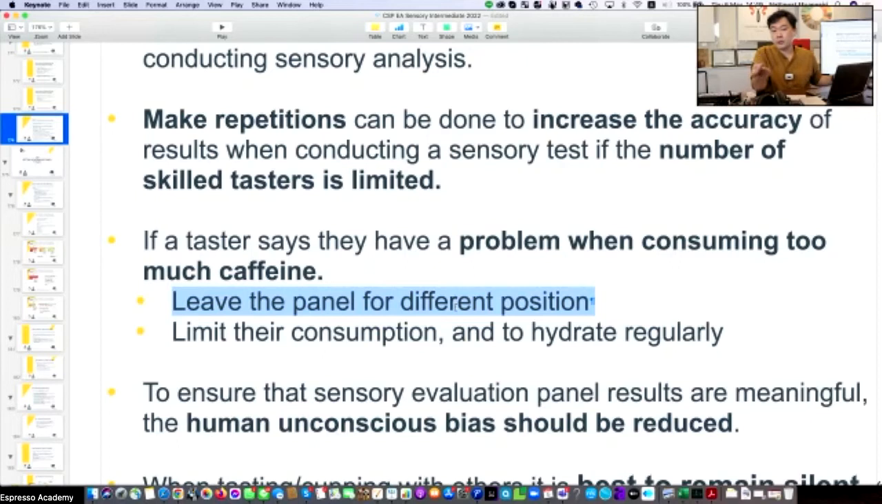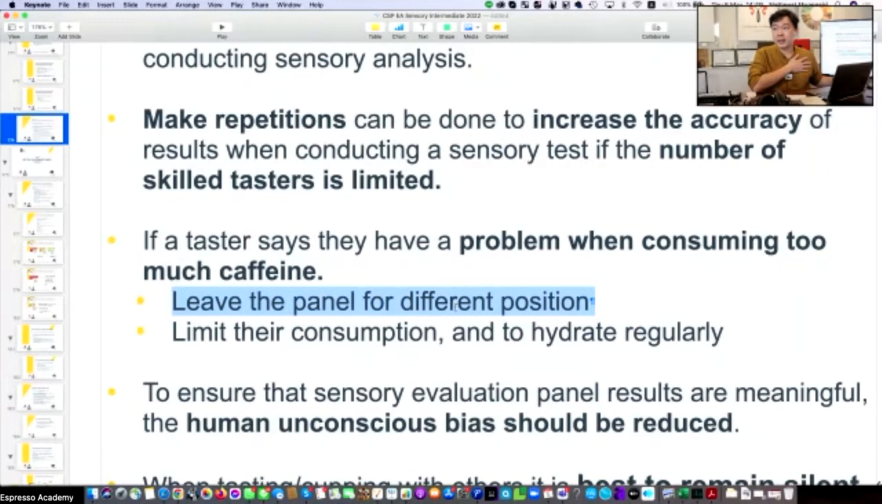Sometimes they are very good tasters. They made it through your final rounds, but by the time you get to the final round, they are exhausted with the coffee, and they get heart palpitations, trembling, can't sleep, too much coffee. Then just don't force them to do the work.